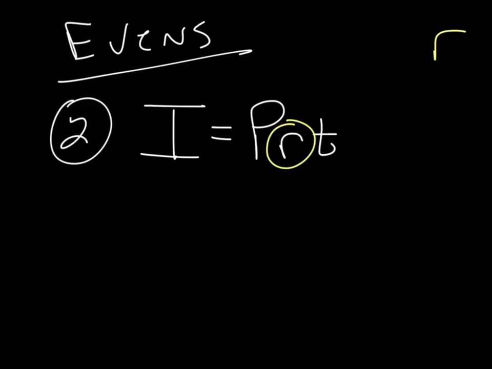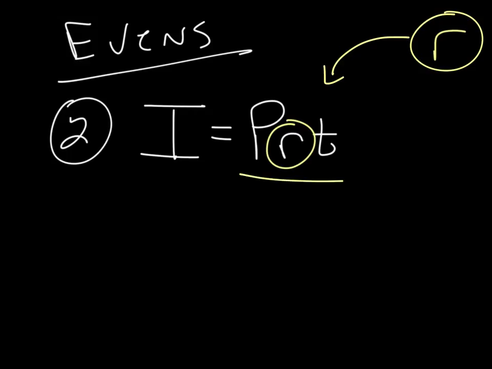Okay, let's begin with number 2. I'm going to do all the evens for you. On number 2, notice I equals PRT. This is your interest formula. I is equal to the principal times the rate times the time. We want to get the R by itself. So notice I've circled the R because that's what I'm interested in.